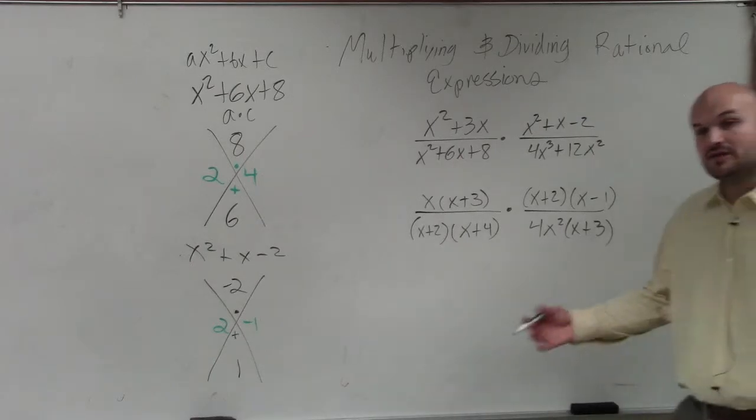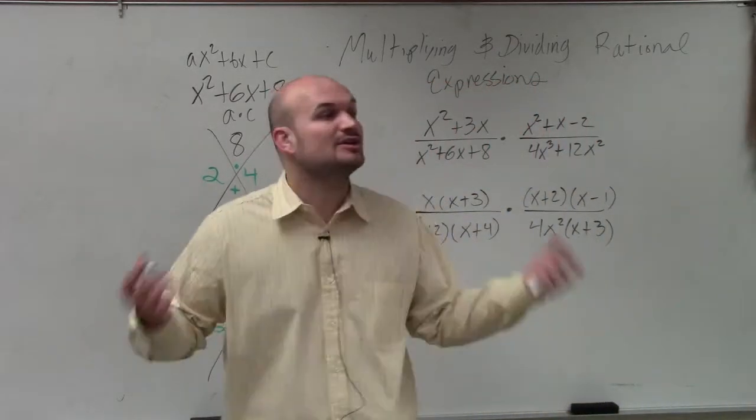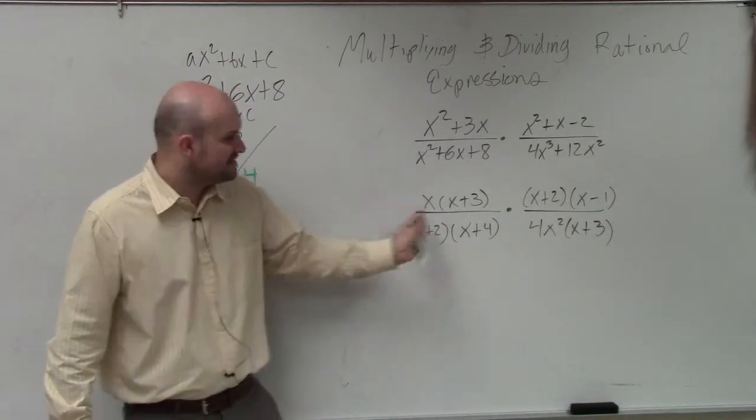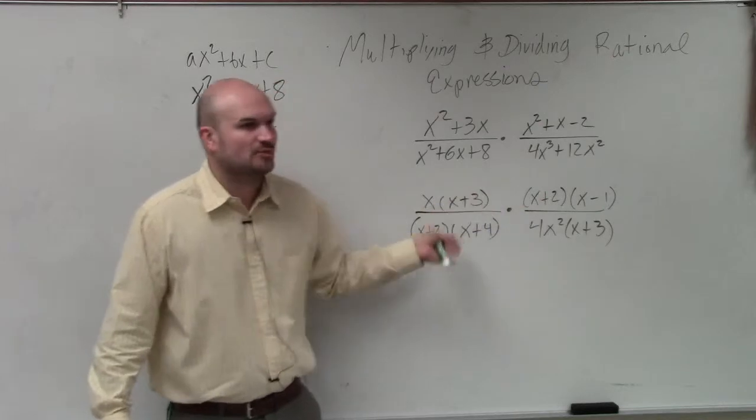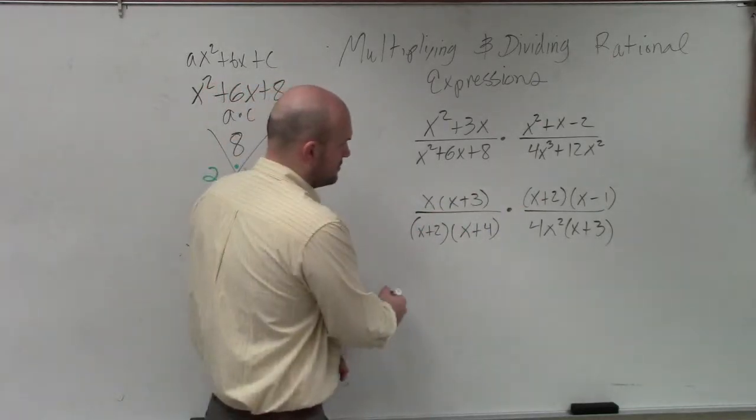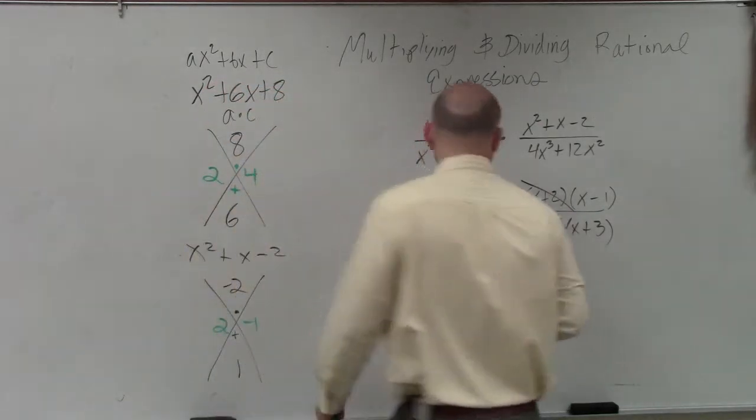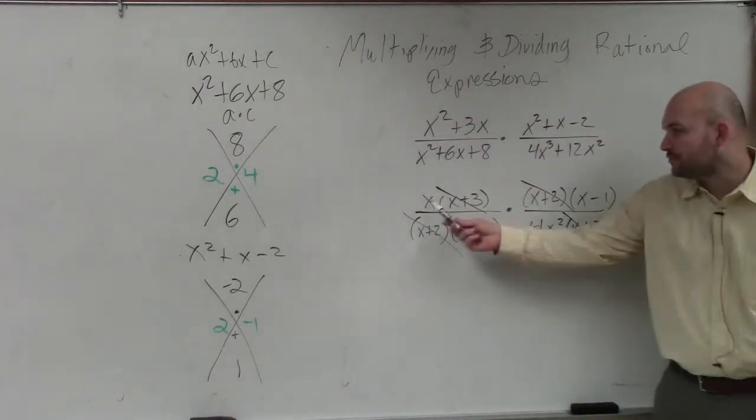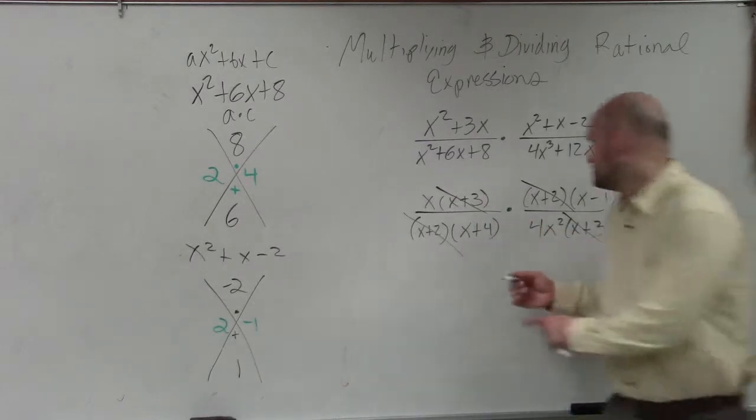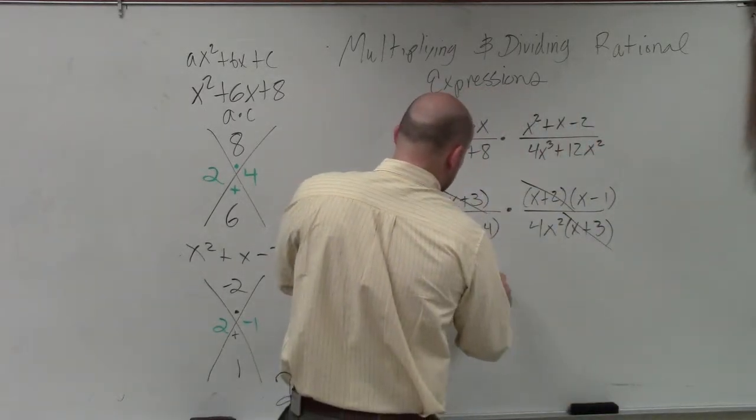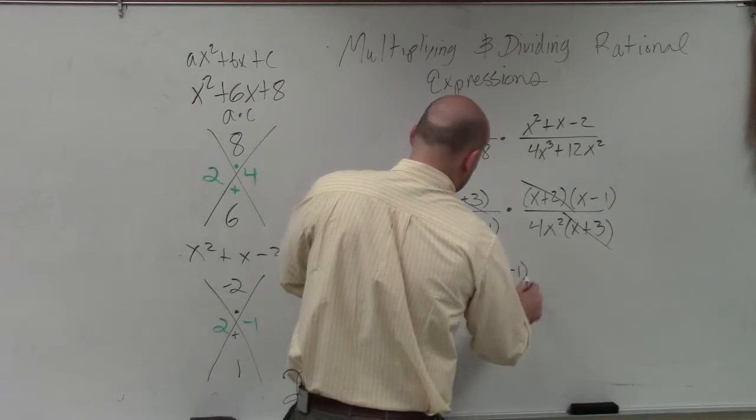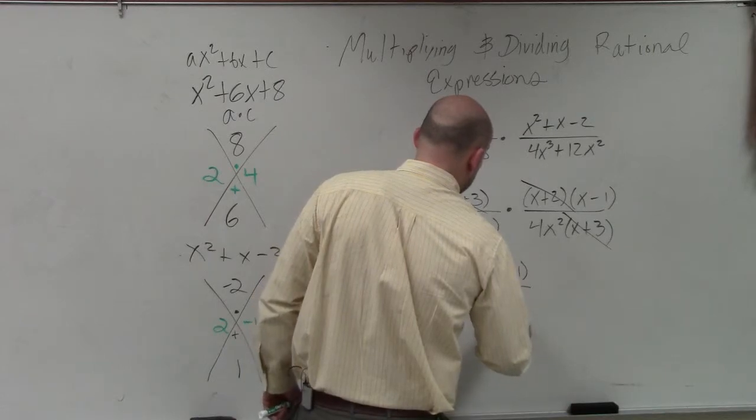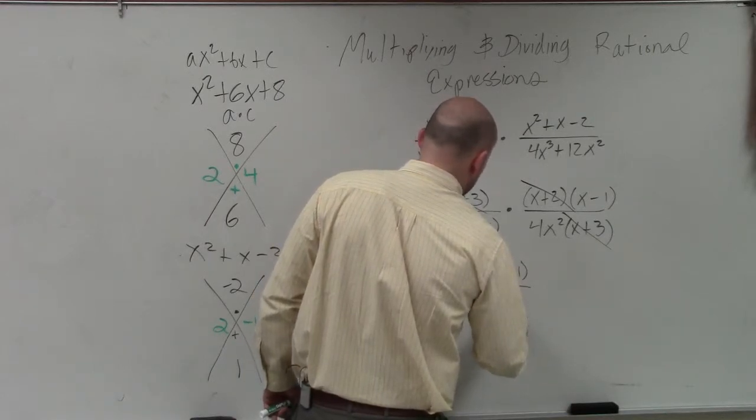All right, so now let's look at what is similar in the numerator and what is similar in the denominator that I can divide to 1. Is there anything that's similar in the numerator and denominator? Since this is multiplication, I can go across. Well, I have x plus 2 right there, and I have the x plus 3s, right? Oh, actually, let's go and simplify it. So let's see what we have left. So I have x times x minus 1 divided by 4x squared times x plus 4.